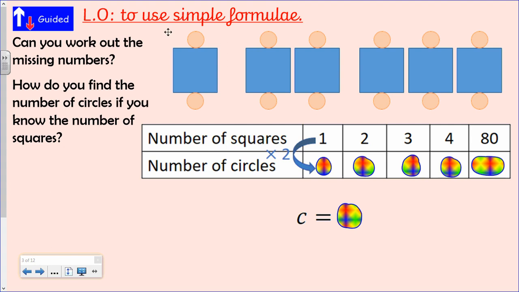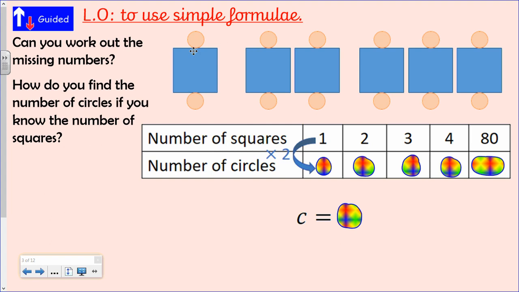So we are using simple formulae. The first one is, can you work out the missing numbers in the table? We need to consider the relationship, the pattern between the number of squares and the number of circles, okay? So essentially we're looking at this. How do you find the number of circles if you know the number of squares? I've given you a little hint on this one, in that we're actually timesing by 2.